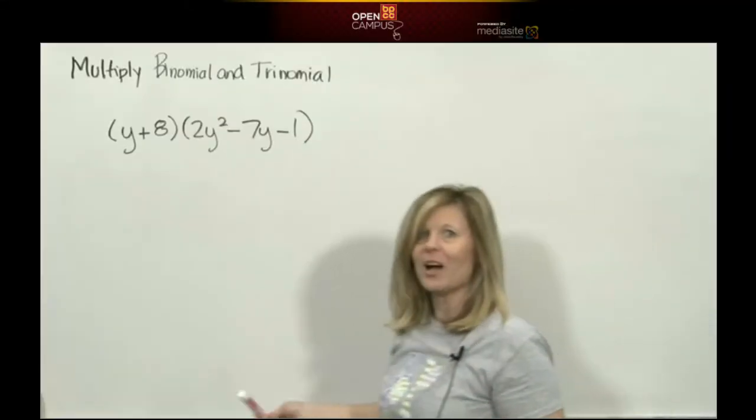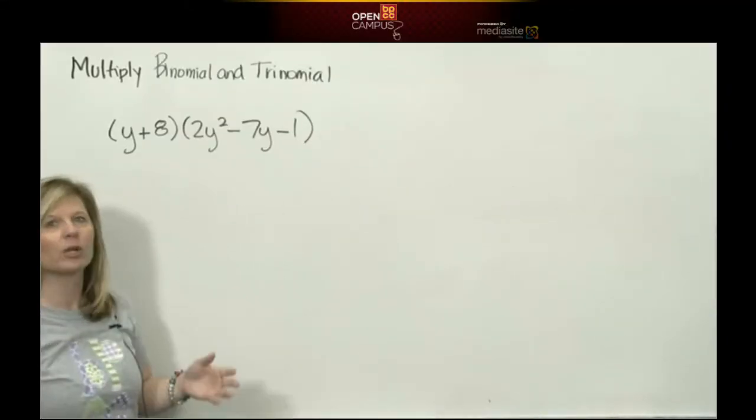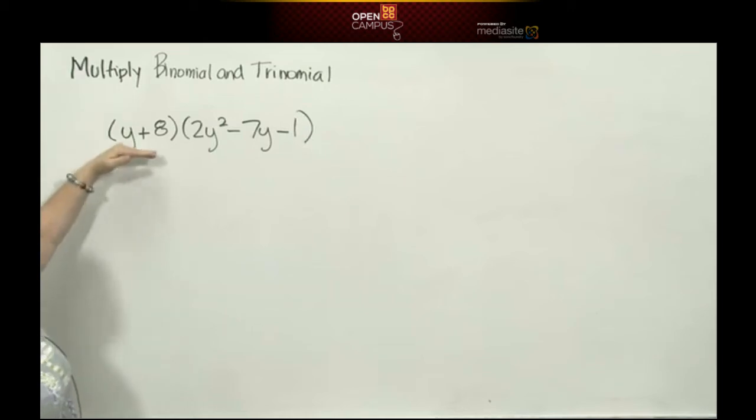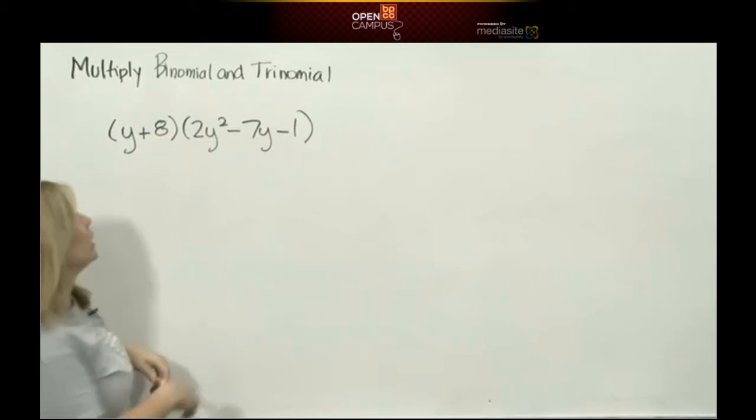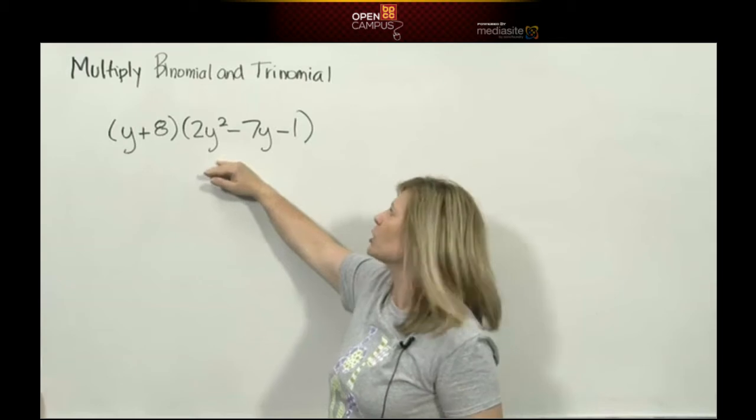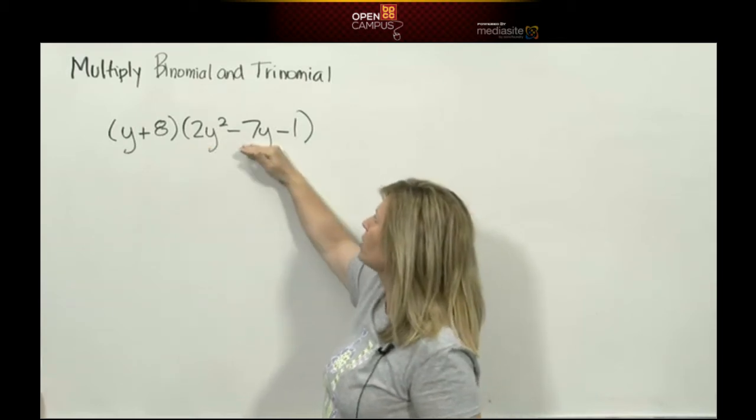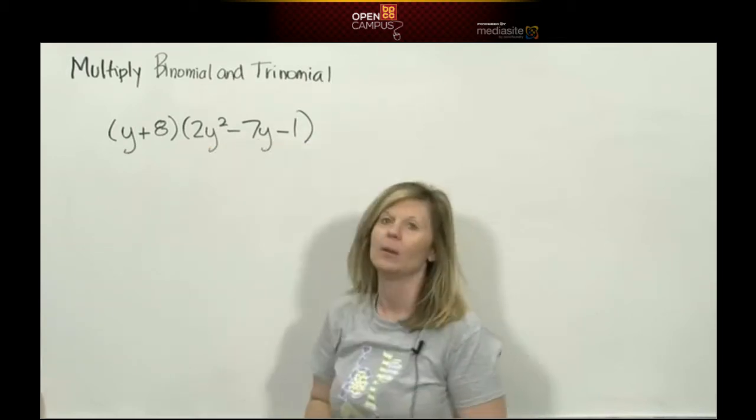All right, here we go. Let's multiply a binomial times a trinomial. So first, we know this is a binomial. It has two terms, y and 8. We know this is a trinomial. It has three terms, 2y squared, negative 7y, negative 1.